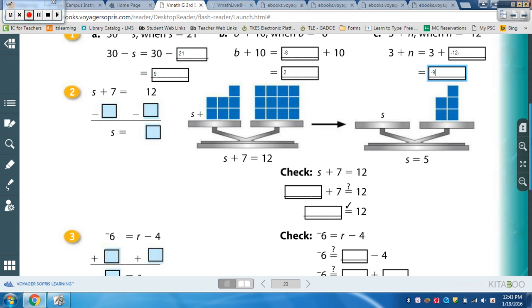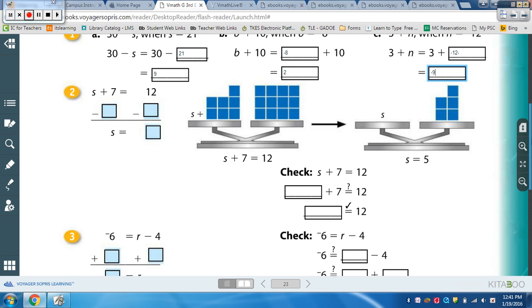Look at the first diagram on the right of problem 2. It is a diagram of a balanced scale with the variable s and 7 blocks on the left side and 12 blocks on the right side. What expression represents the left side of the scale? s plus 7. You have the variable s plus 7 ones blocks, so it's s plus 7. What number represents the right side of the scale? 12. You have 12 ones blocks on the right side of the scale.